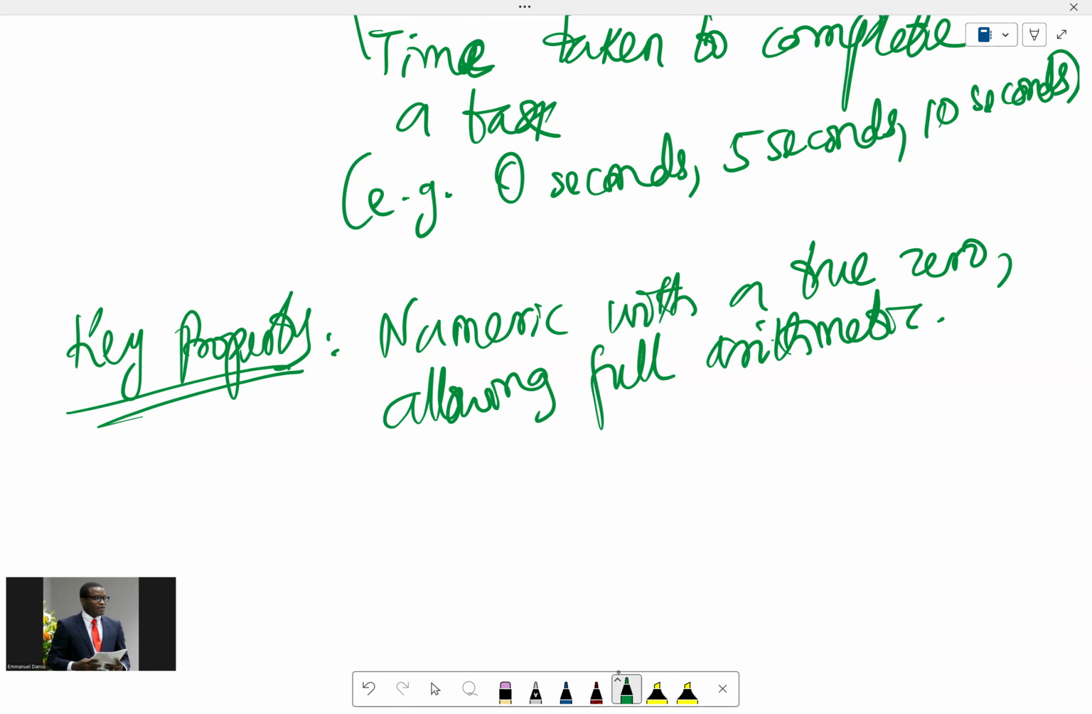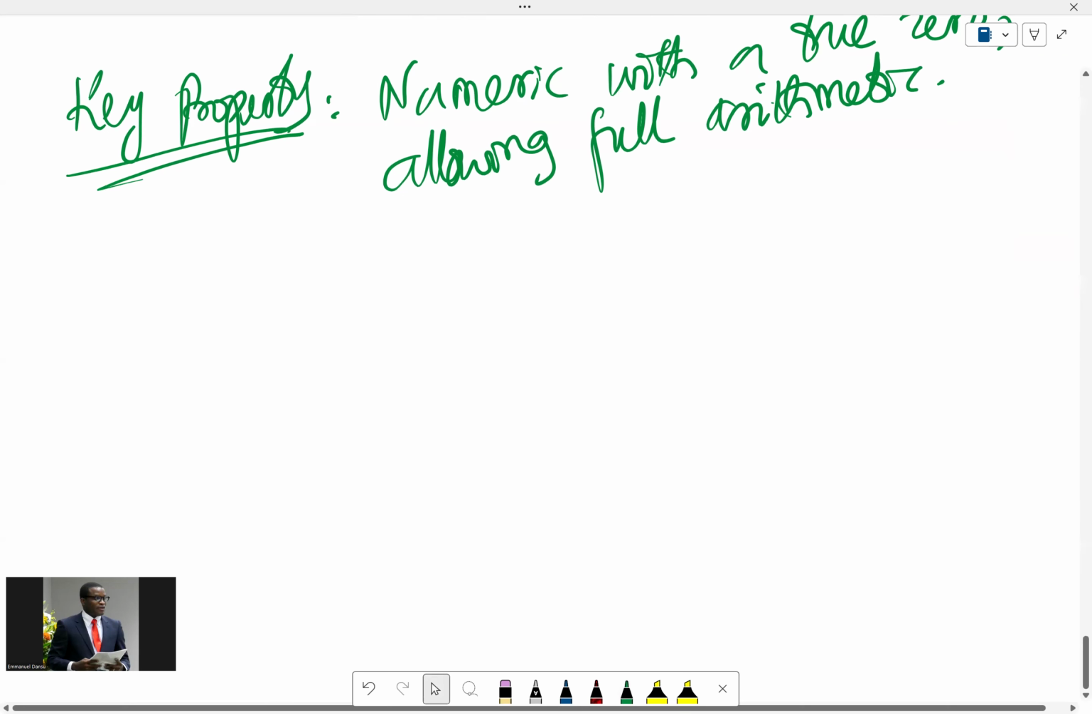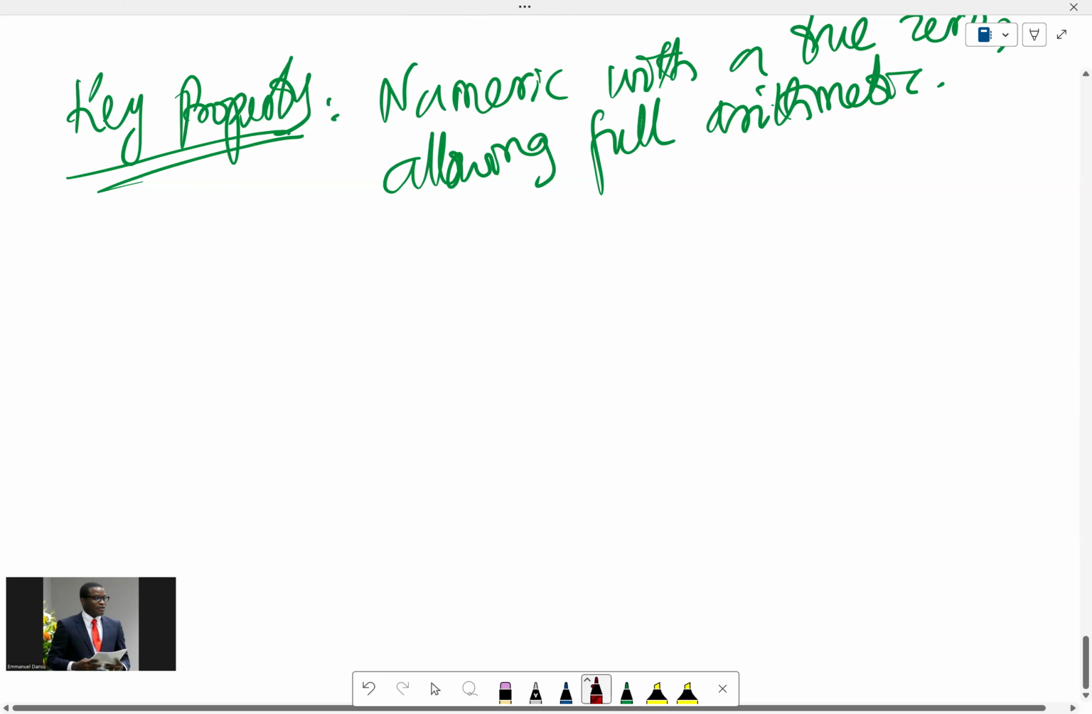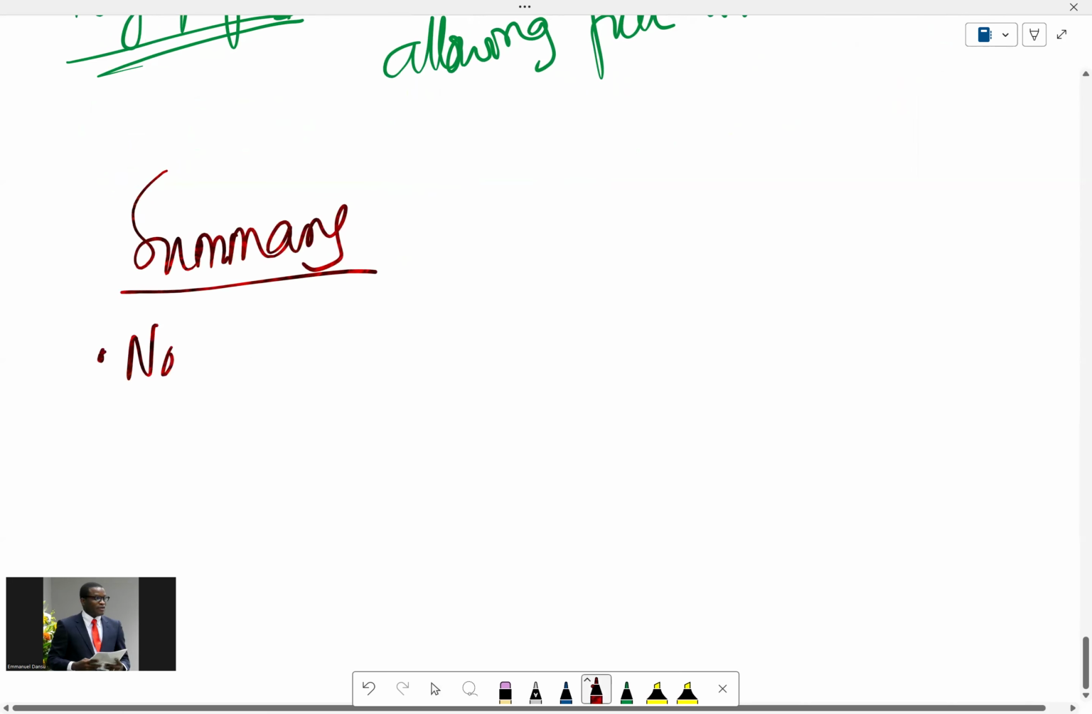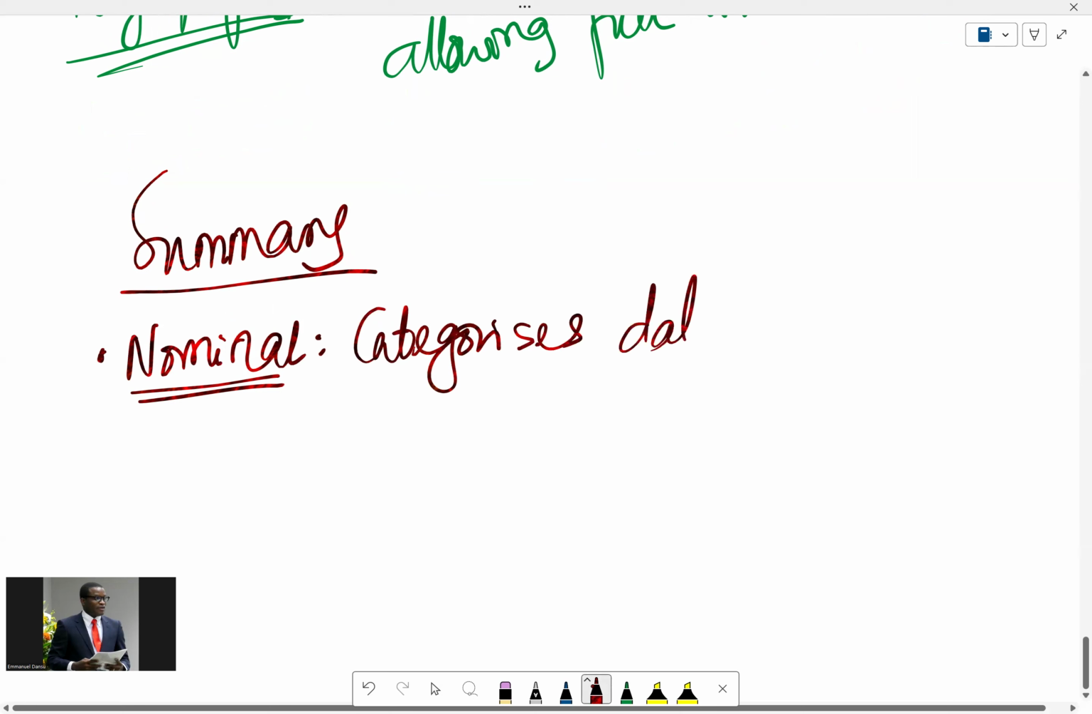So we can summarize, right? We can just summarize everything we've done so far. Okay, I think I'll oblige with the summary. So let's say in summary, we have the 4 measurement scales. We have nominal. Nominal categorizes data without ranking. Don't forget like gender, male or female, blood group, and all that.